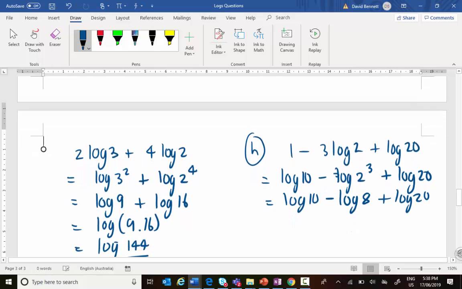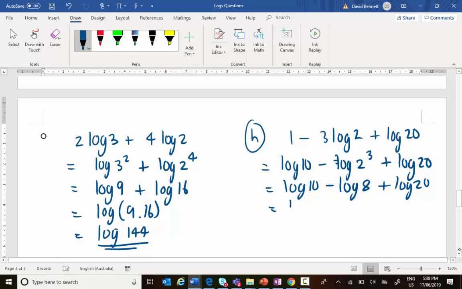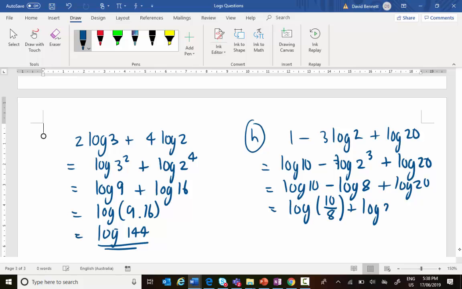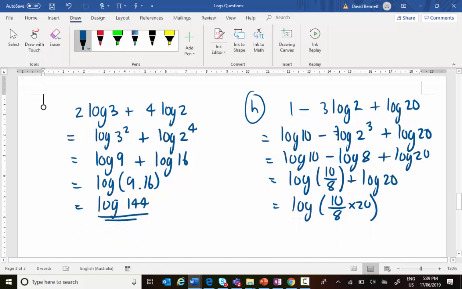I can take some short steps if I can, but let's just write this out the first time. So I can write that as simply log of 10 over 8 plus log of 20, and so therefore that's going to be log of 10 over 8 times by 20, combining that. Alright, so we know 4 goes into both of those, so that's going to be 2, that's going to be 5, so it's 50 over 2, which is going to be log of 25.